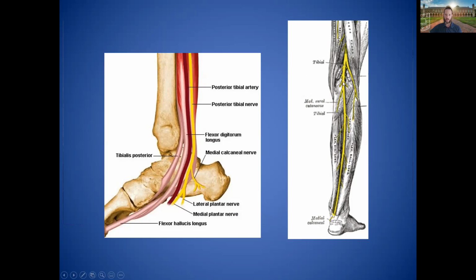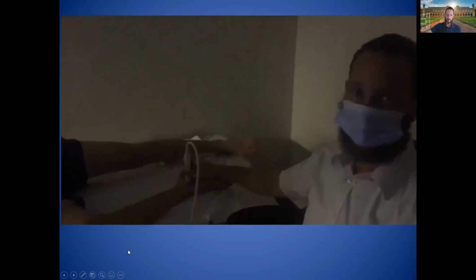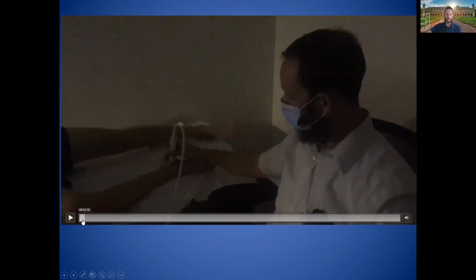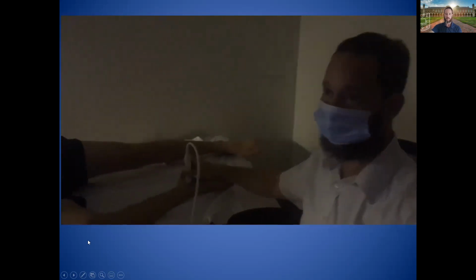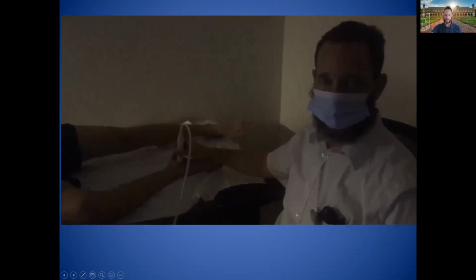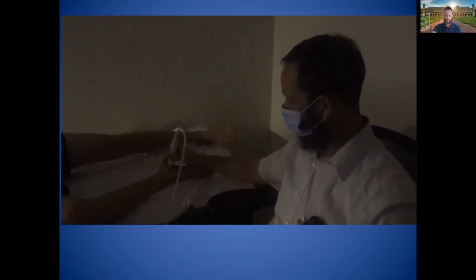Here's another pictorial representation of the proximal tibial nerve, moving down here, where at this level it'll be deep to the soleus, which I showed you earlier. And now I'm going to show you the distal portion of the tibial nerve.